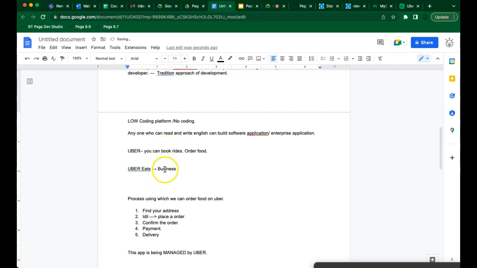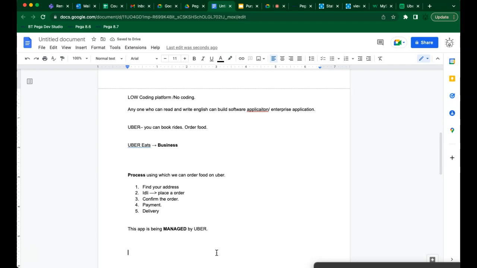Perfect. So, can I call this business process management? Perfect. So, this tool which we are going to learn, which is called Pega, is a BPM tool. What does BPM stand for? Business process management. Do we understand what is business process management?